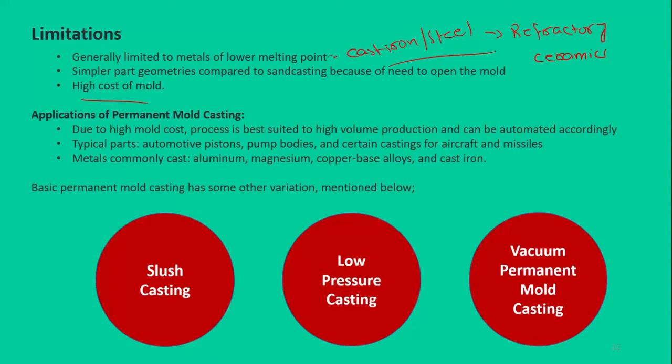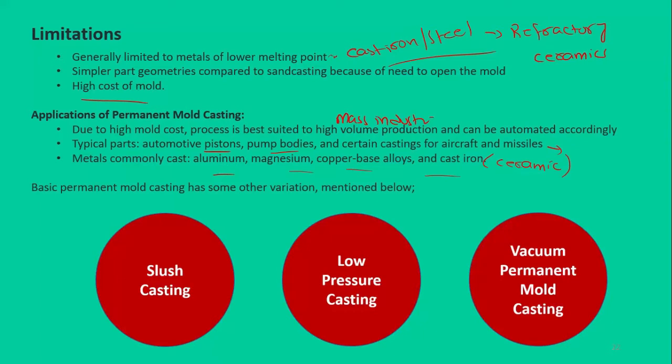So where do we use this permanent mold casting? Due to the high cost of the mold, this process is mostly suited for high volume production. So it is mostly used for mass production in industries, right? And where it can be automated easily. Some common parts that are made from permanent mold casting are automotive pistons, pump bodies, and certain castings for aircraft and missiles. We will see these in the lectures ahead. Common materials that can be cast are aluminum, magnesium, copper base alloys, and cast iron. And obviously, as we discussed, for cast iron we need to have the ceramic mold.